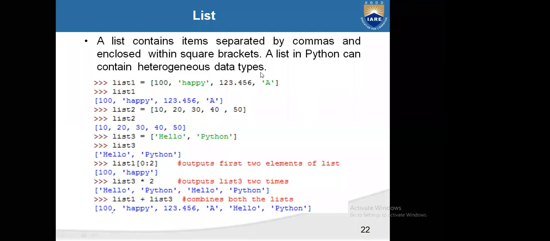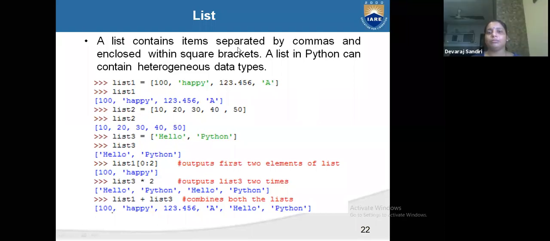A list contains items separated by commas and enclosed with square brackets. So here a list will be there within our square brackets: 100, happy, 123 point. This is a float, this is a character, meaning a string, and this is also a string, and this is our integer.